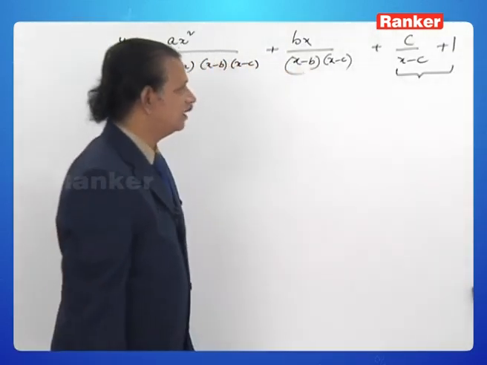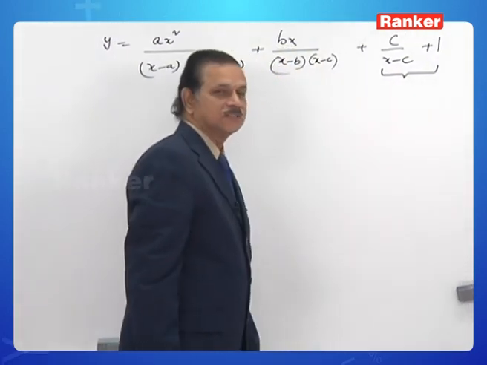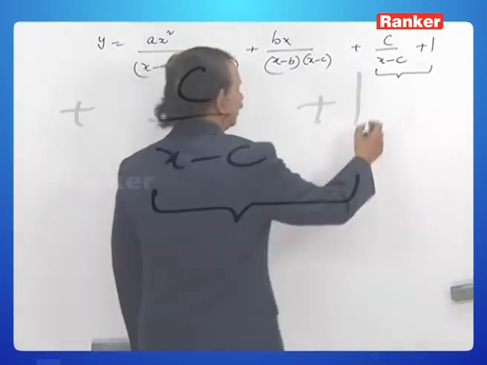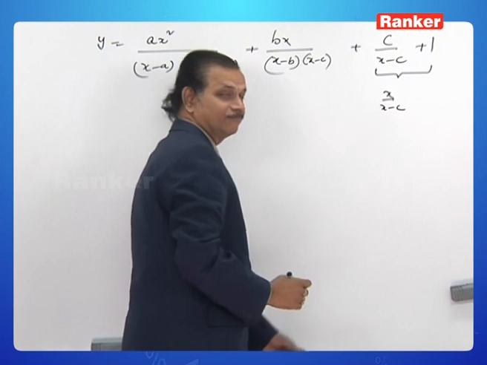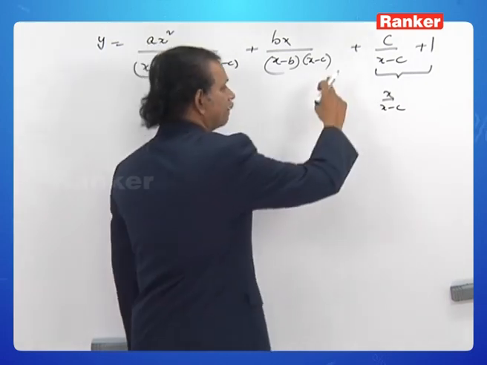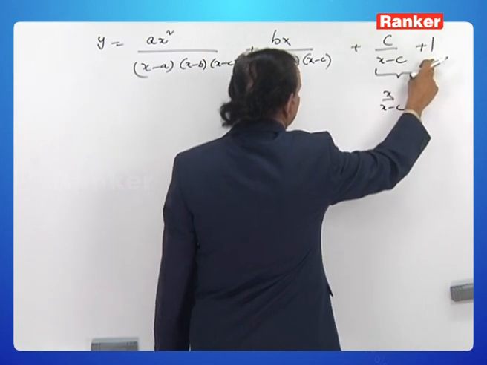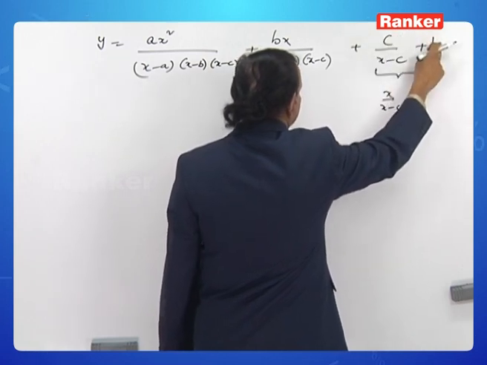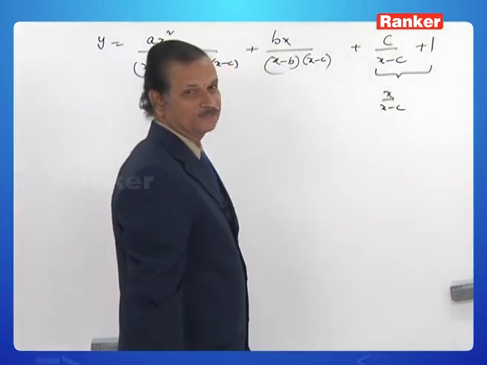You observe this sum. What is c by x minus c plus 1? The LCM is x minus c. So it is c plus x minus c. The c and c will go away, leaving you x by x minus c. Correct?